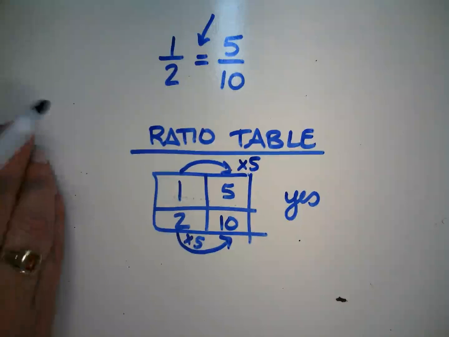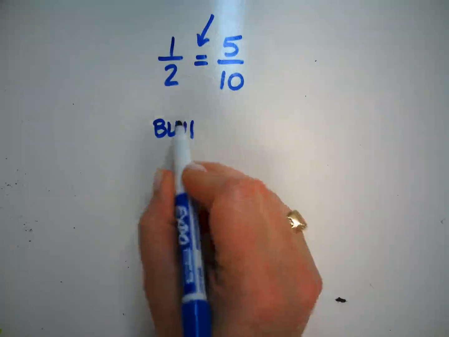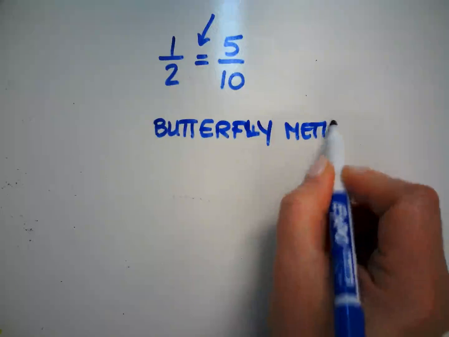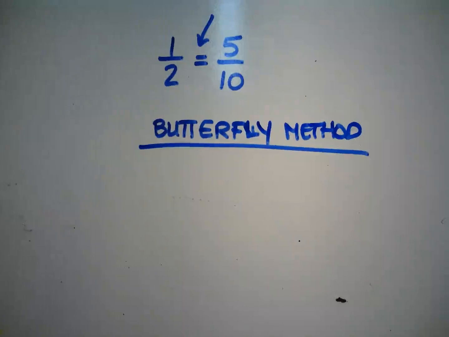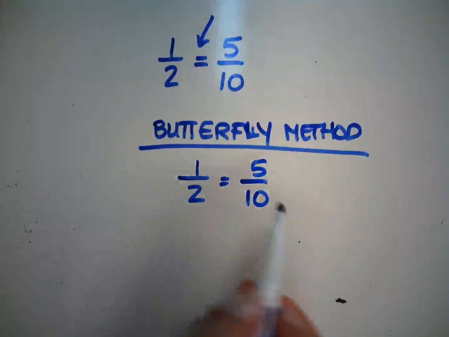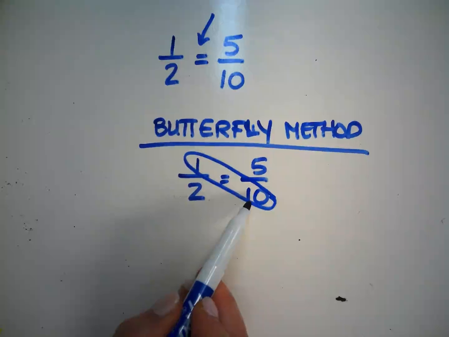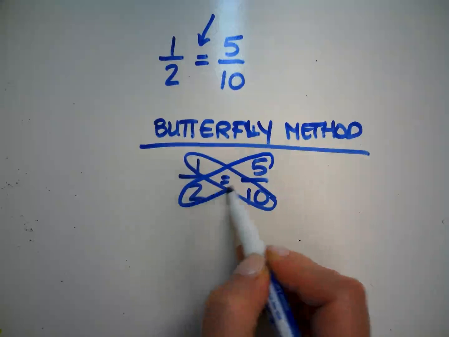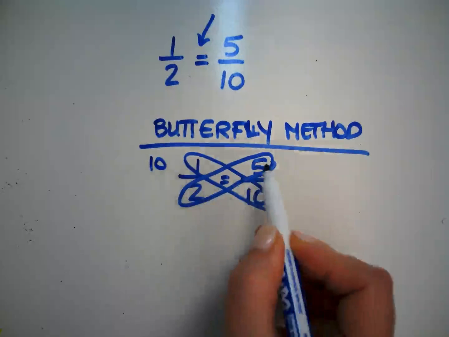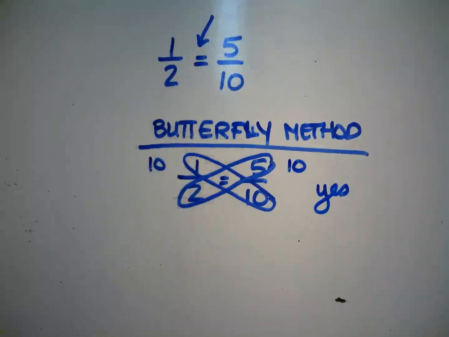The third method, I'm going to call it the butterfly method. And some of you guys probably saw this in elementary school. All right, so in the butterfly method, if two ratios are actually in proportion, what we know is that if we multiply the numerator of one times the denominator of another, it should equal the opposite set when they multiply. So what is 1 times 10? And what is 2 times 5? Since those numbers are equal, we have a proportion.